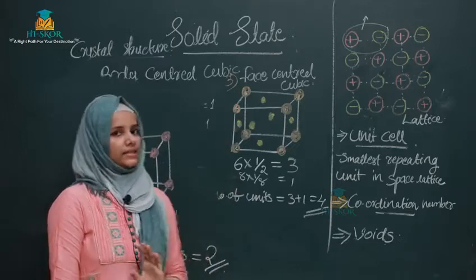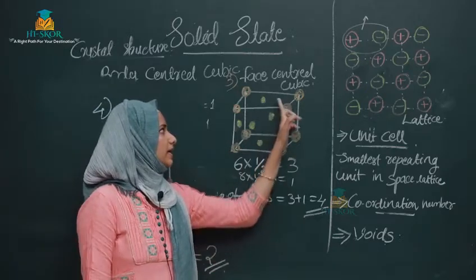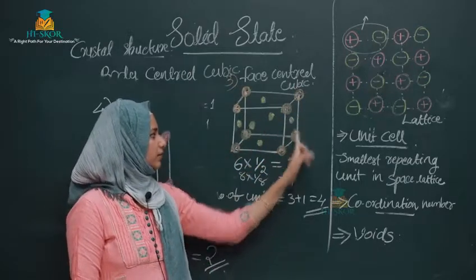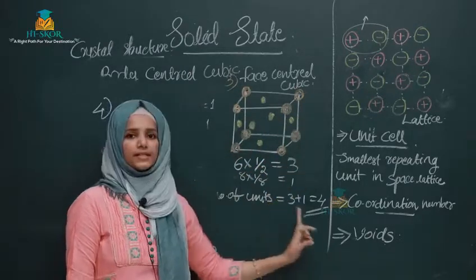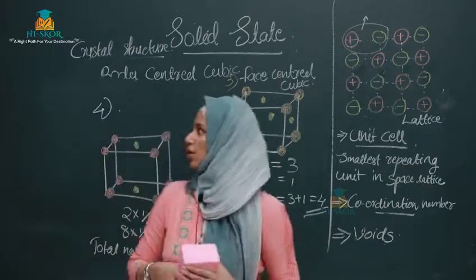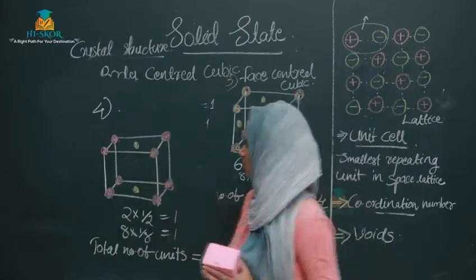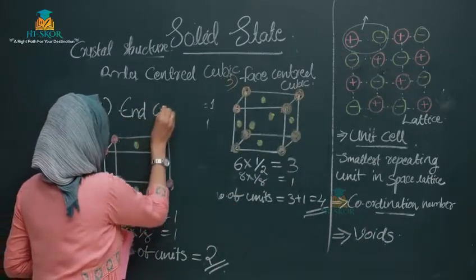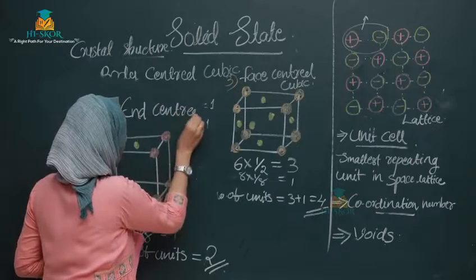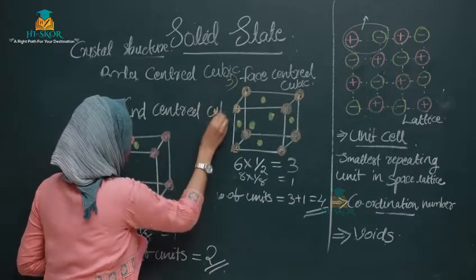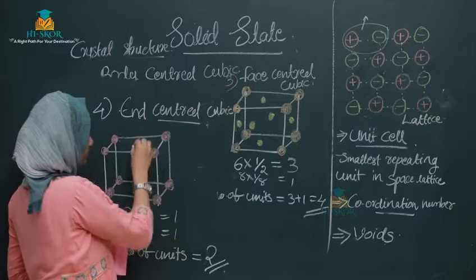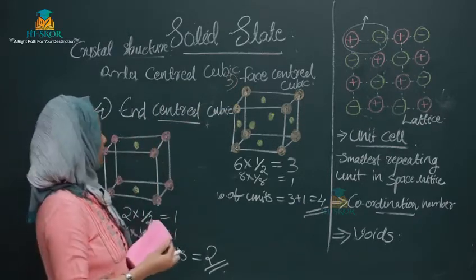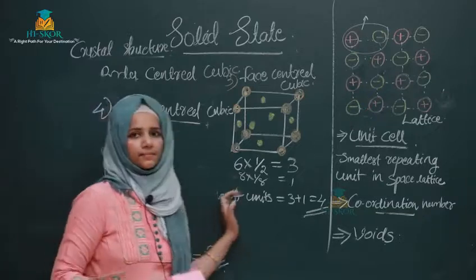And the third one is particles present at each face center. That is called face centered cubic. So now total number of units per unit cell is equal to 4. And the fourth one is, what do we call? Fourth one is, we can name it as end centered cubic. That is particles present at the center of the end faces. So this is the 4 types.